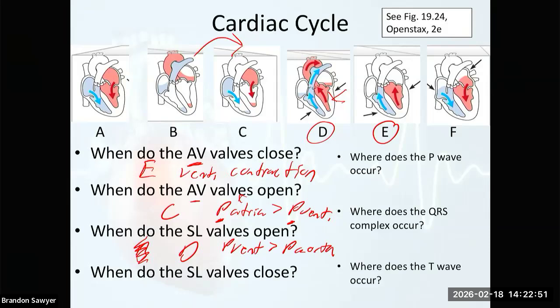And then those semilunar valves close in the one right after D. Which one was that? Was that B? Yeah, that's what we said, B. And that's when the pressure in the ventricles becomes less than the pressure in the aorta. That's when the ventricles are starting to relax and the blood just turns right around and comes back to the heart and snaps the aortic valve shut.